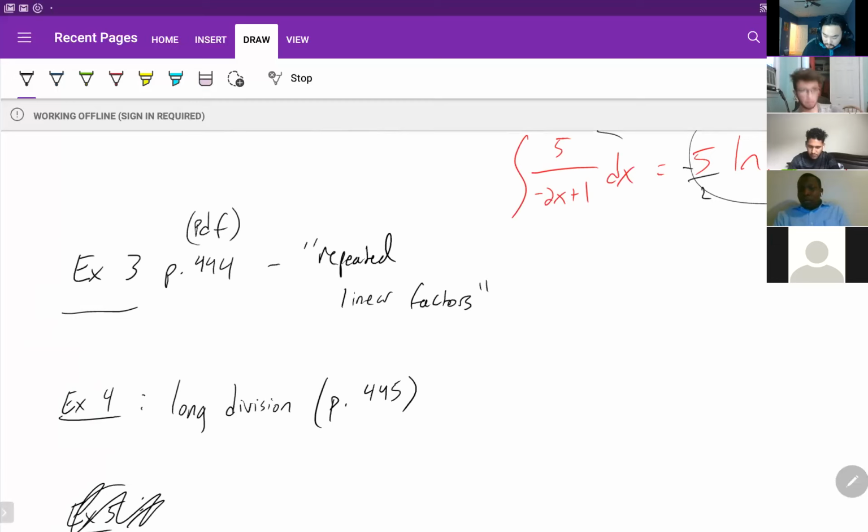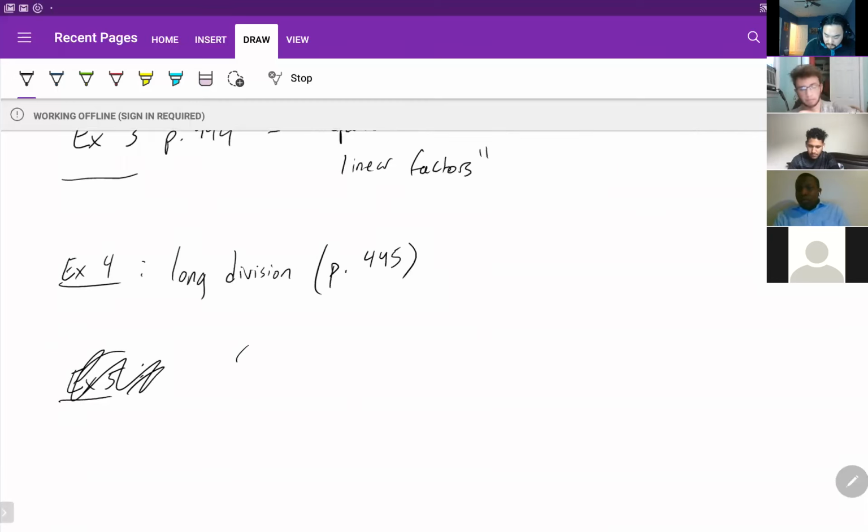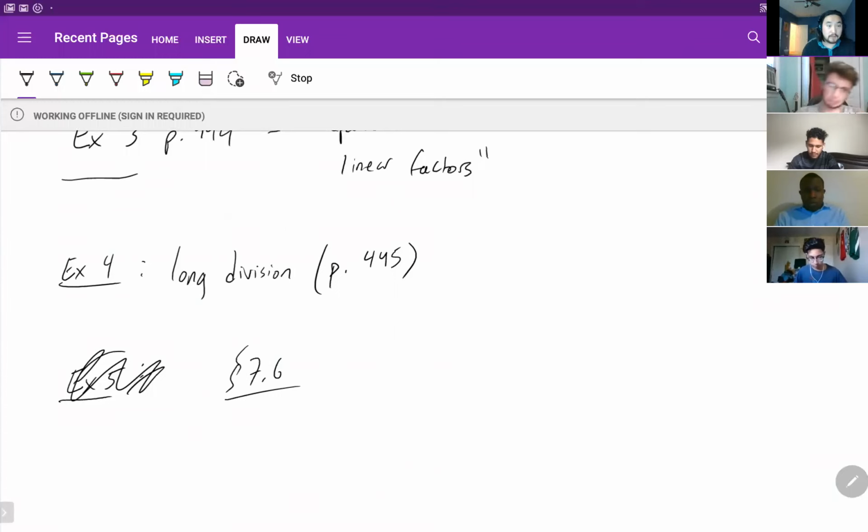So 7.6. 7.6 is kind of a recap of all of the methods covered from 7.1 up until 7.5. So 7.6 is probably where the majority of this homework is going to come from. It's just going to throw problems at you, and you have to decide what method of integration is best.